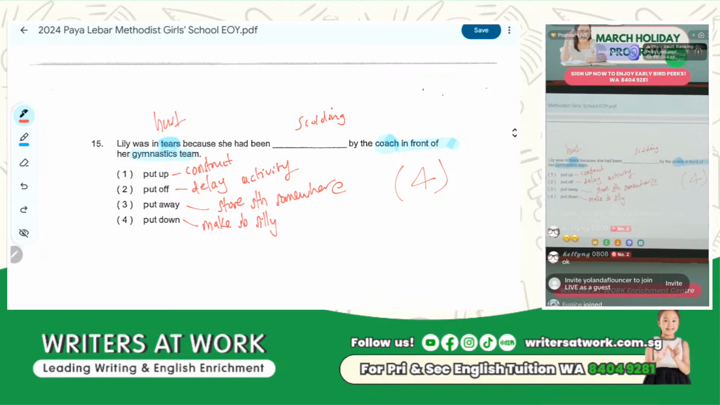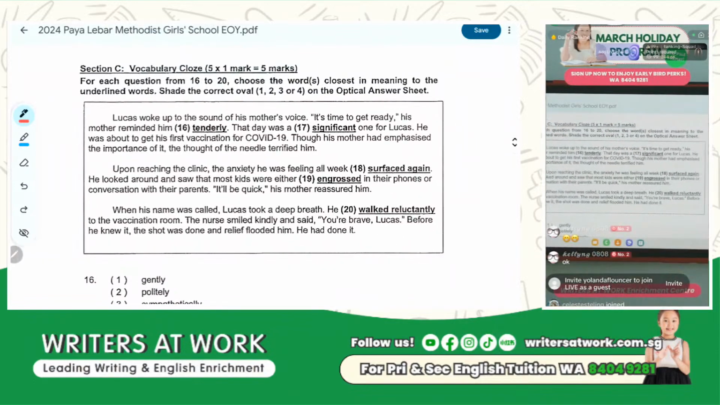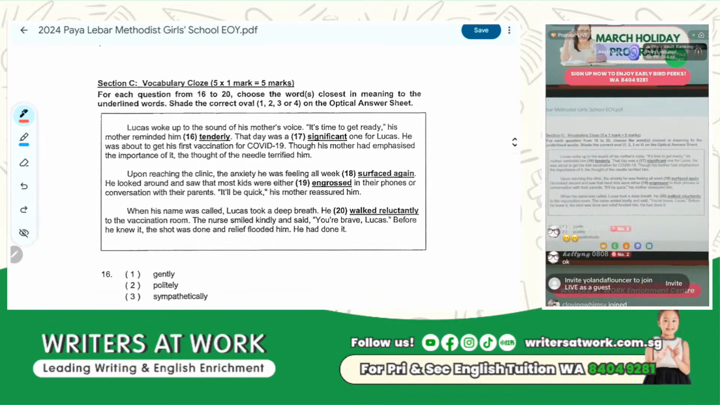All right, so let's take a look at our vocabulary cloze section now. Okay, what will happen is as follows. I'll read through the text with you, and we'll understand the meaning of the words that are underlined. Once we are done, then we'll look at the options and choose the correct answer.